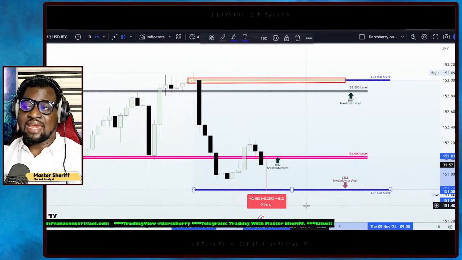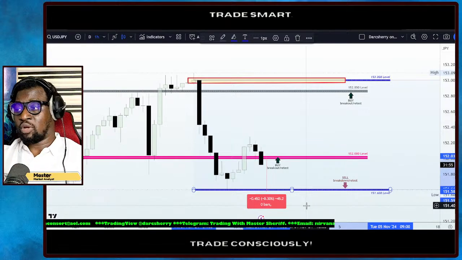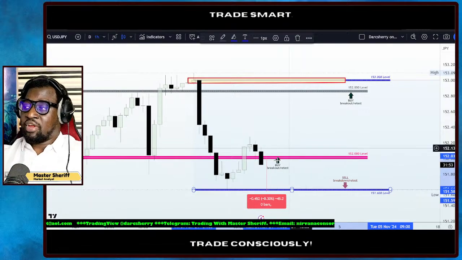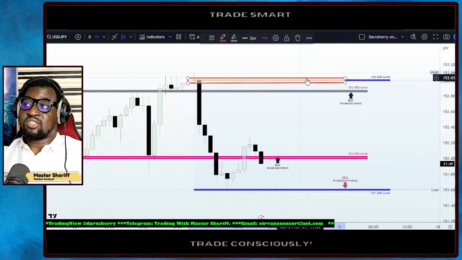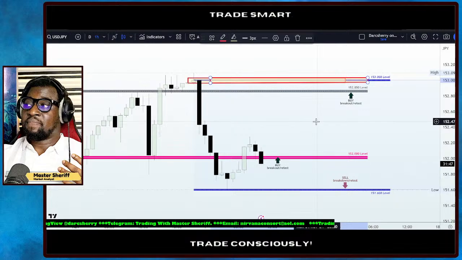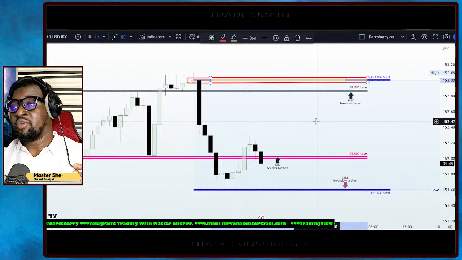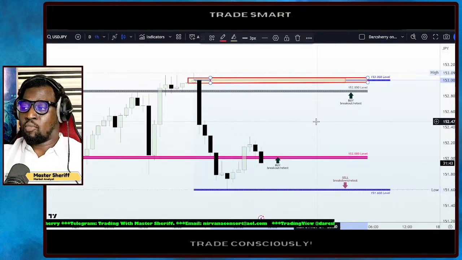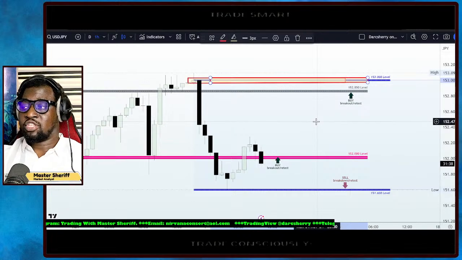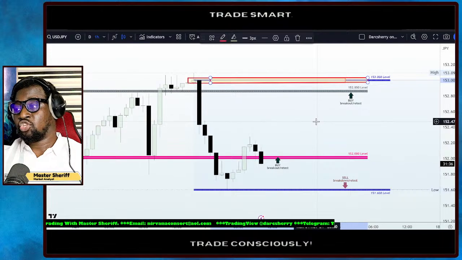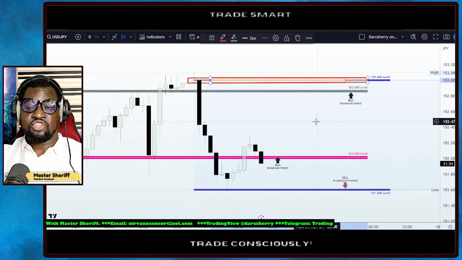So right now I'm still looking forward to bullish opportunity. So if price breaks above the 152, I feel much more confident. And then if price goes ahead to break out of the 153.00 area, I'll be willing to add more buy positions to my existing trade. So that is how I'm going to be managing my buy position on the USDJPY.